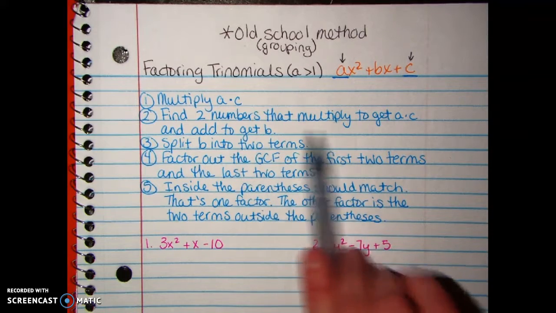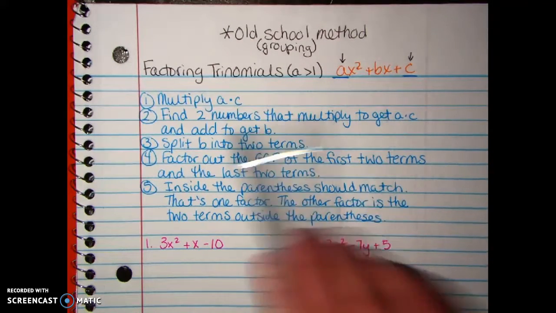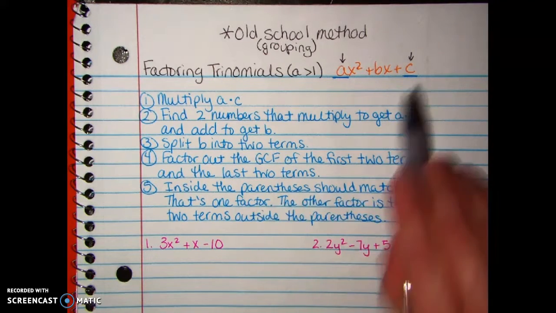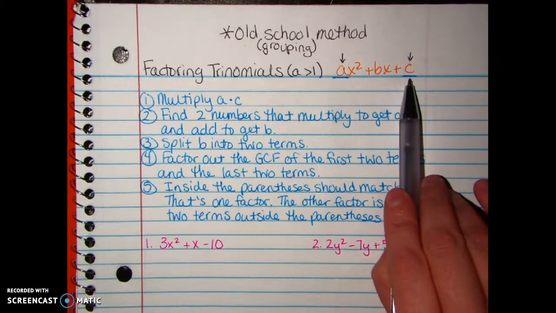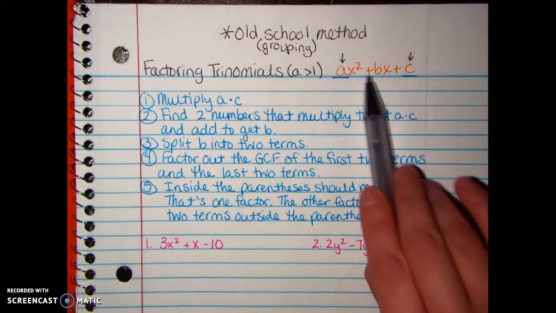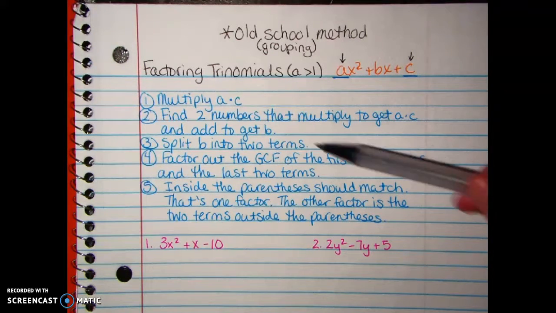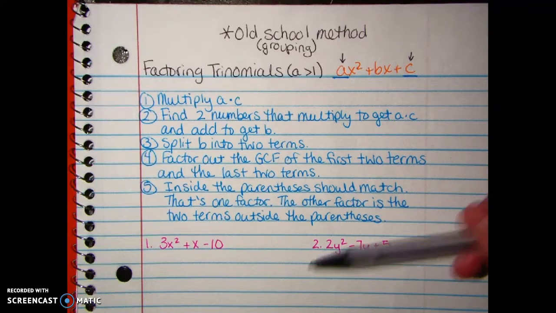And then find 2 numbers that multiply to get a times c and add to get b. So that's like how we were factoring before. Multiply these 2, and then it has to add to get to the b. And then steps 3 through 5 is the new stuff. And I will explain this when I go over these examples down here.